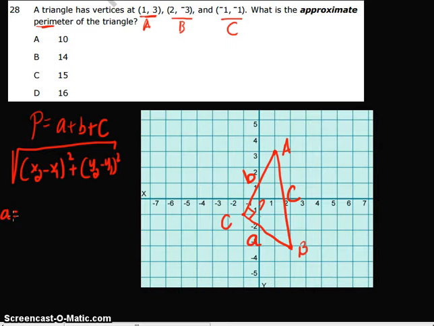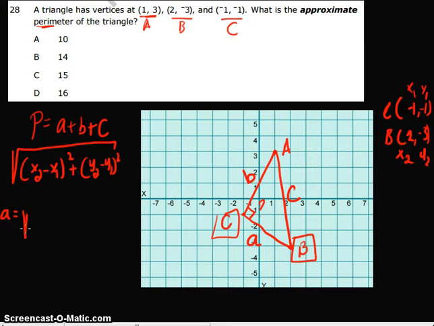So for a, we're going to use 2 points, these points are C and B. Now the coordinate for C in this case is going to be (-1, -1). So we're going to call this one x1, y1, and then for B it's going to be (2, -3), and then this is going to be x2, y2.